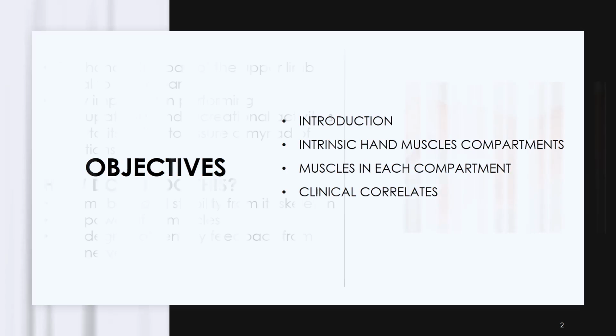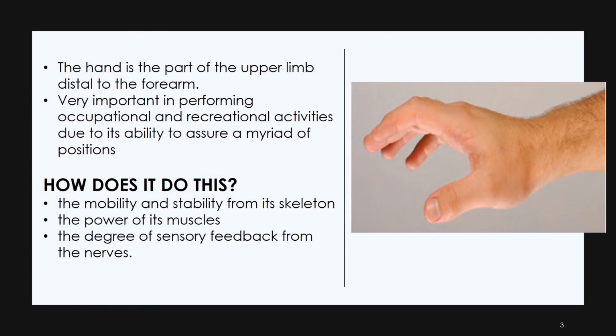Let's go. See that the hand is a very important part of the upper limb. It's distal to the forearm. It's very important for performing various activities, from catching a ball to throwing it back, to high-fiving your friend, to saying hello, to writing, to playing musical instruments and so many other things. And it does this through the help of its skeleton, its muscles, and also its sensory nerve feedback.